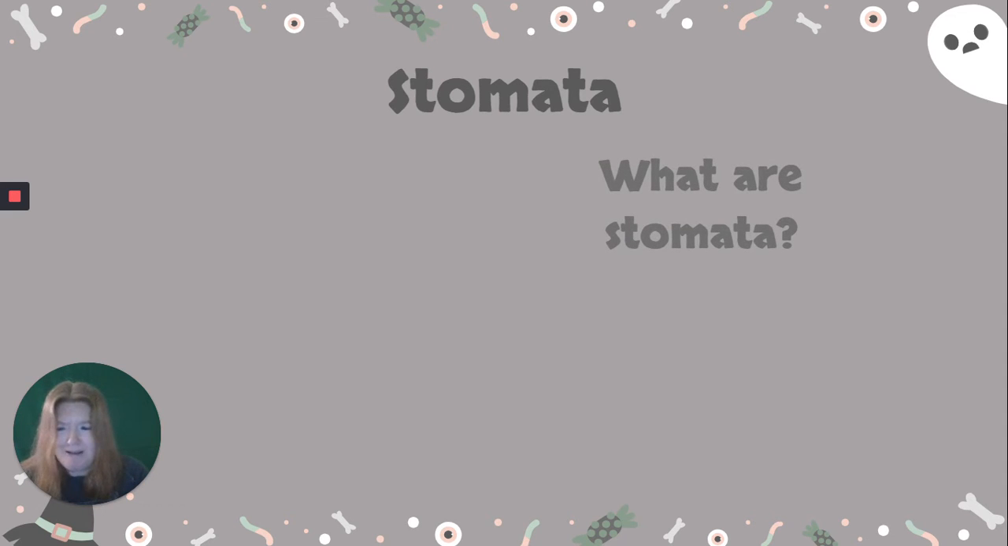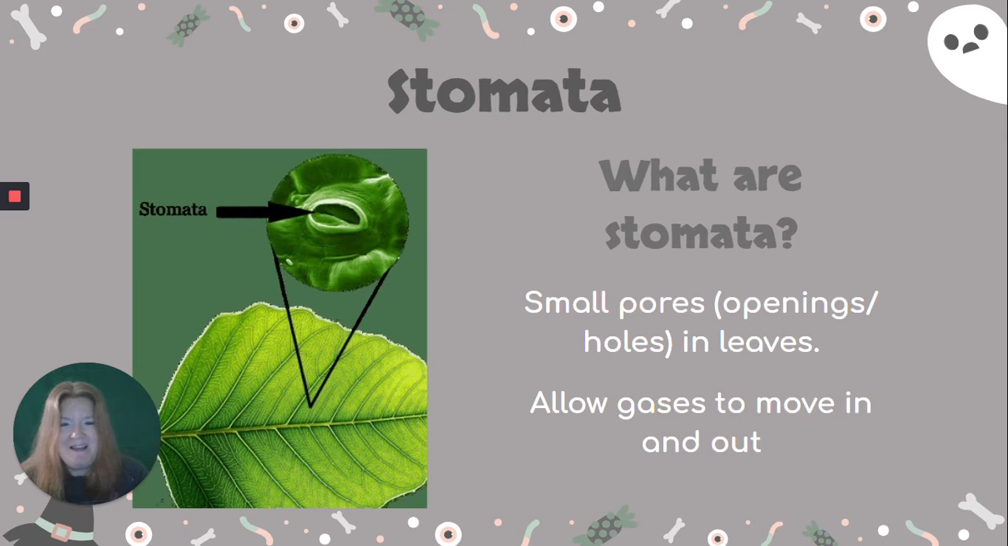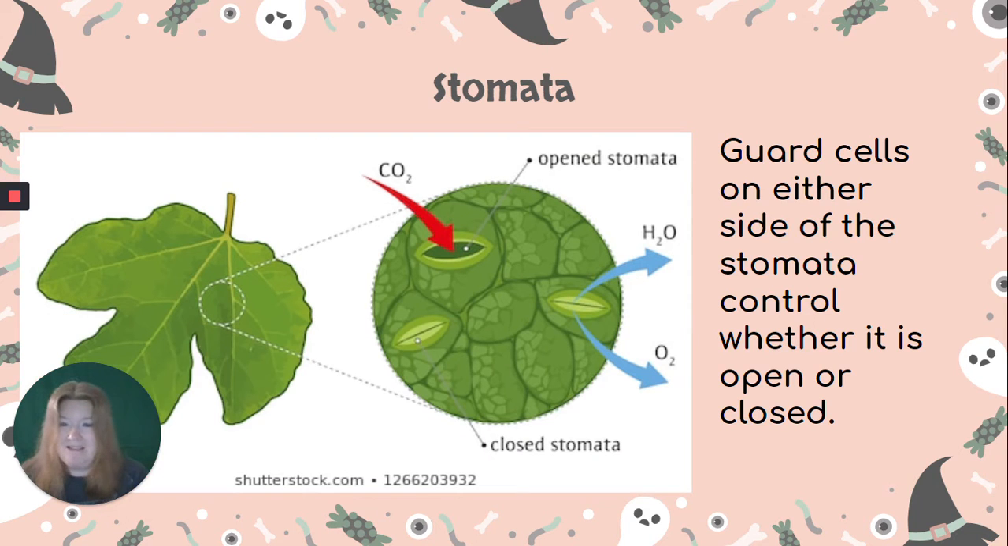What are stomata? Whoa, they look pretty amazing. They're small pores or openings, holes in leaves. And there's more on the underside of leaves than on the top of leaves. And those stoma or stomata allow the gases to move in and out. But they're kind of even cooler than that, right?